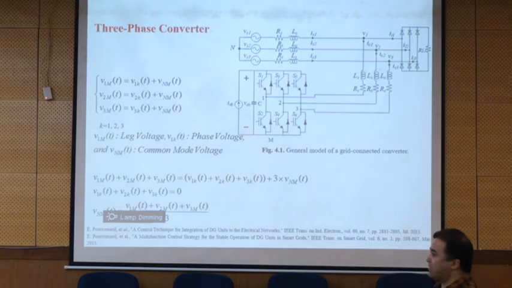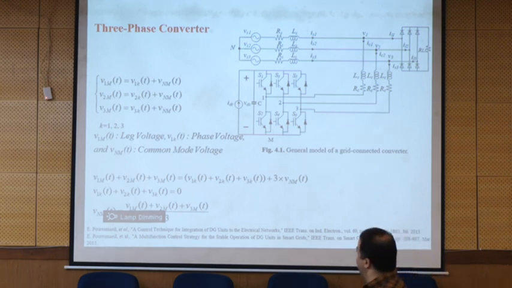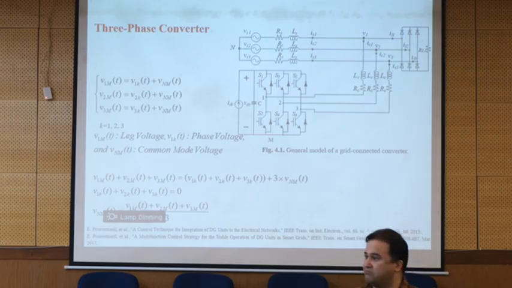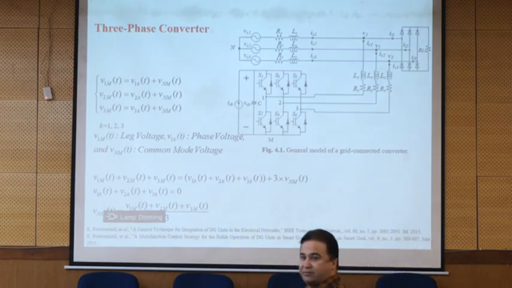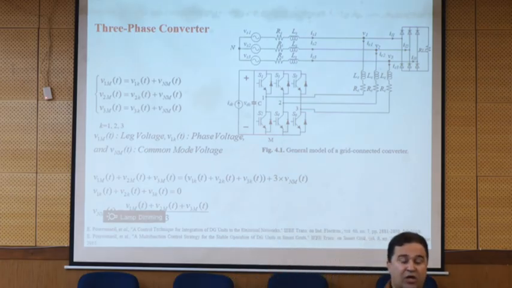So we have a balanced system. It means that V1K plus V2K plus V3K is equal to 0. But V1M plus V2M plus V3M is not 0. Why? We have a balanced system. The output of the converter should be balanced. Any idea? No.